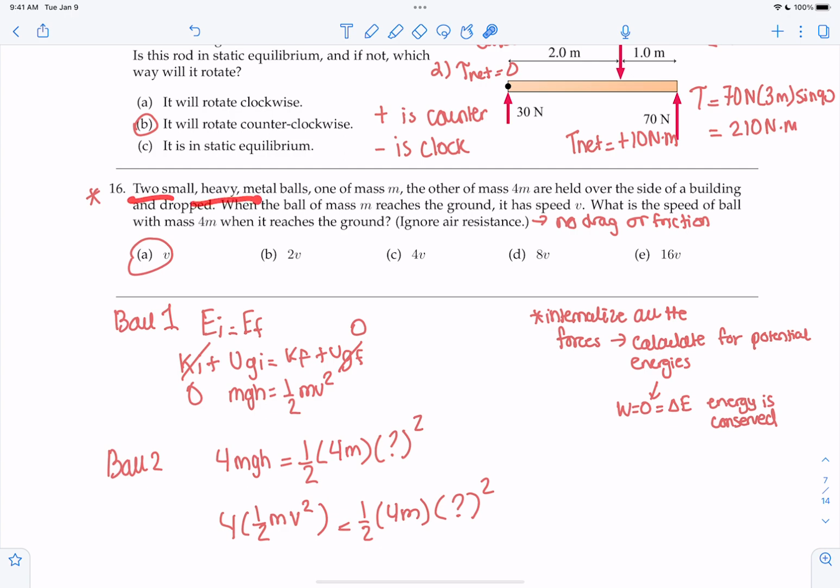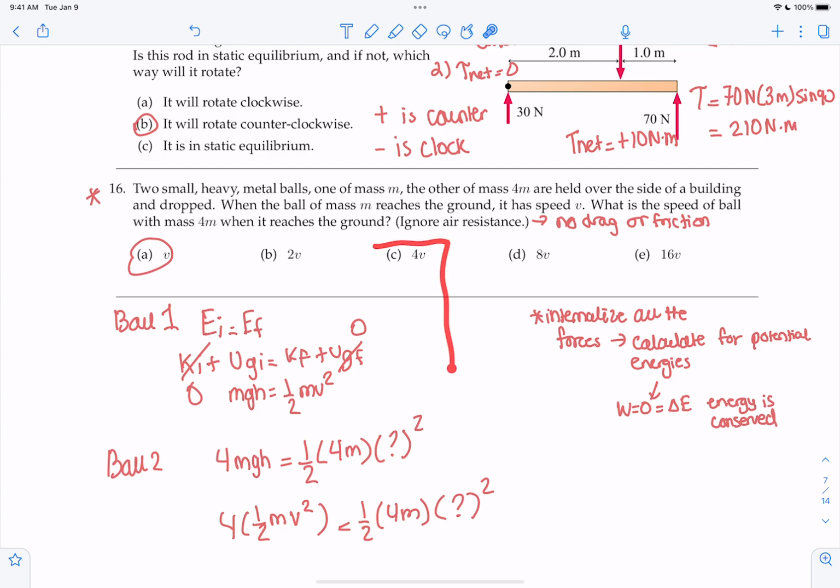Two small heavy metal balls, one of mass m, the other of mass 4m, are held over the side of a building and dropped. When the ball of mass m reaches the ground, it has speed v. What is the speed of the ball with mass 4m when it reaches the ground?